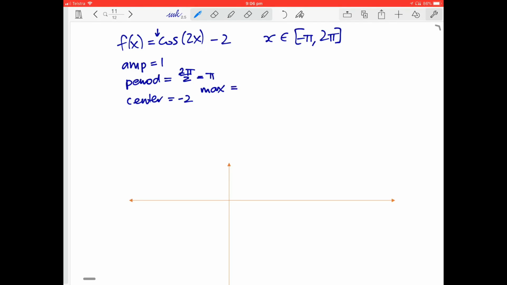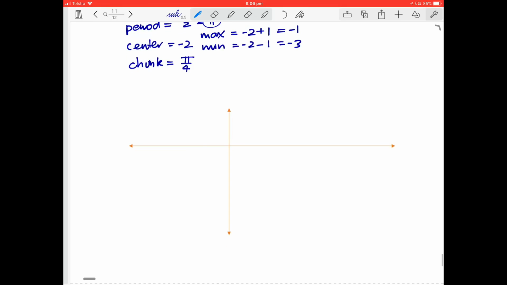So my max is -2 plus 1, which is -1. My min is at -2 minus 1, so that's negative 3. A chunk is my period on 4, so pi on 4. Okay, so we know our max is negative 1, our min is negative 3, our center is at negative 2, so we want to go negative 1, negative 2, negative 3.